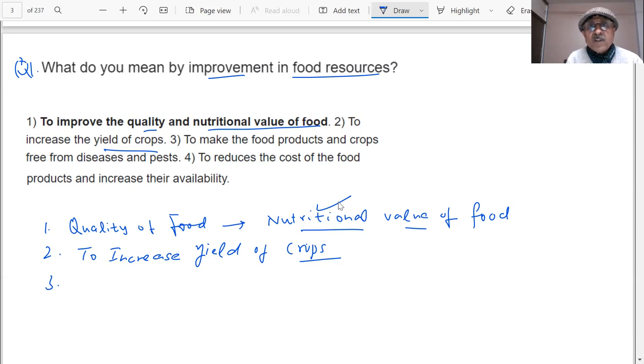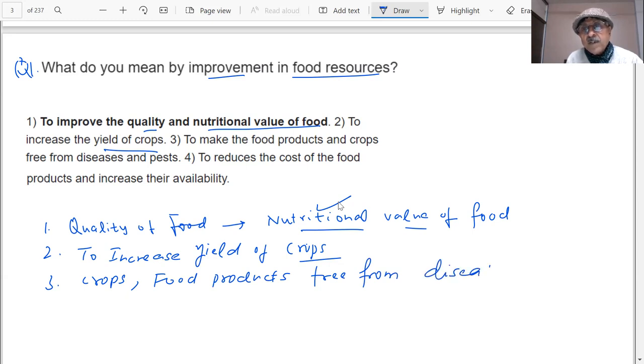The problem is a lot of crops and food products are destroyed due to diseases and pests. So crops and food products should be free from diseases and pests. Am I right? Yes, sir. Okay. They should be free from diseases and pests.